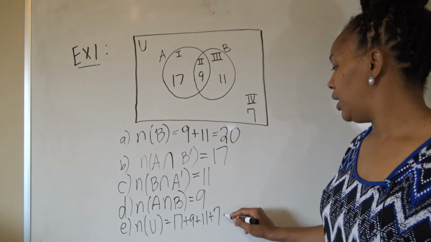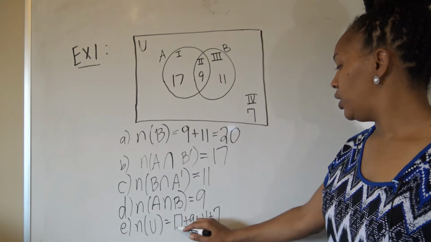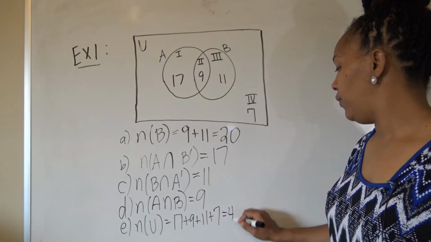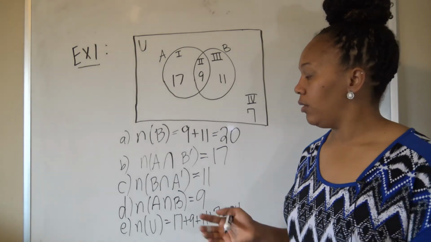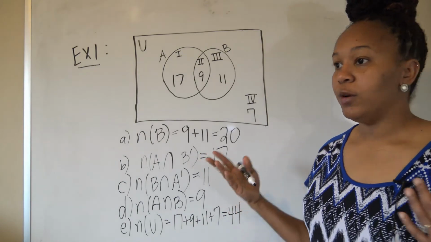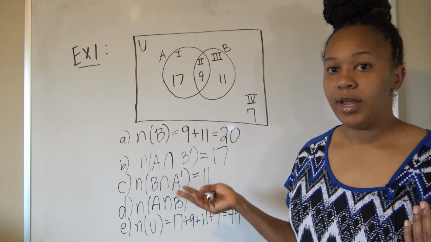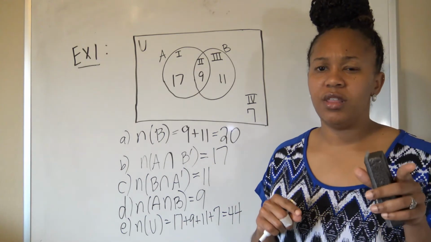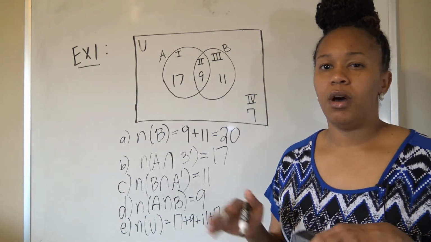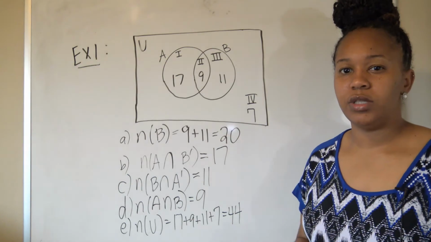So 17 and 9, well 9 and 11 is 20, that's 37 plus 7, that is 44. So there are 44 elements in the universal set, okay? So that's how you will perform these set operations involving cardinality with 2 sets. We'll look at 3 sets in a moment, but first let's do another example of a problem of set operations with two sets.